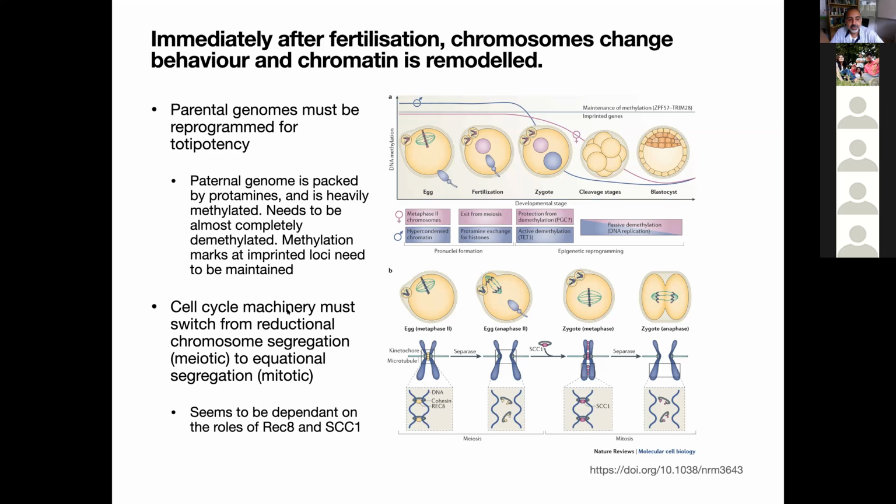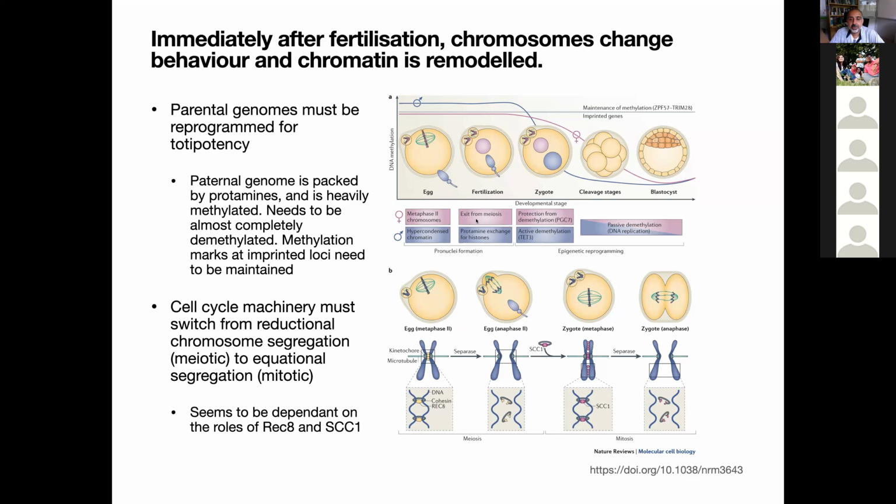Also the cell cycle machinery has to switch. We've been undergoing meiosis up until now, which has been a reductional chromosome segregation, going from 2N to N. Now you want to switch to what's called an equational segregation, which is mitotic segregation. And so what we're doing here are these steps here.